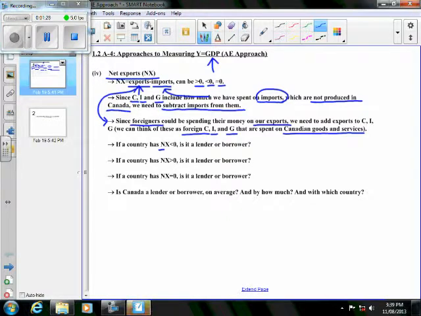If a country has net exports that are negative, which means the amount of money that we earn from exports versus the amount of money we have to pay because of imports, the difference is less than zero, which means this amount is not enough to cover this, and this means we must be a borrower. What we spend is bigger than what we earn from selling.